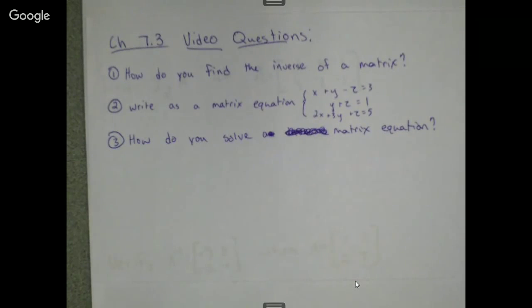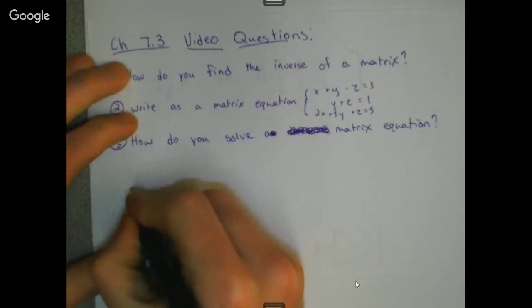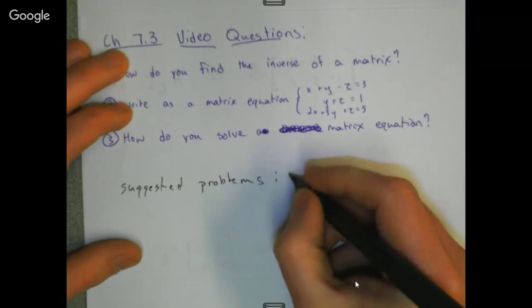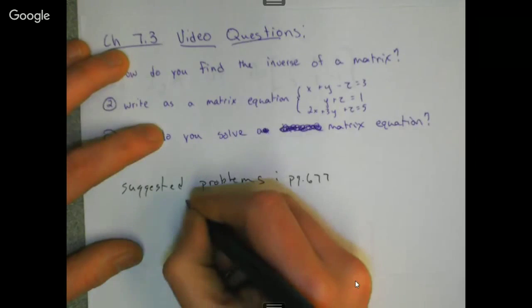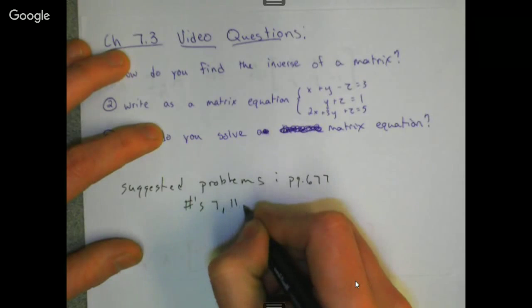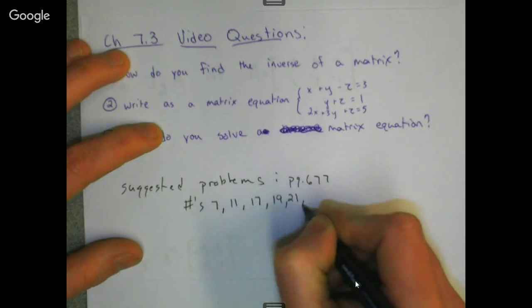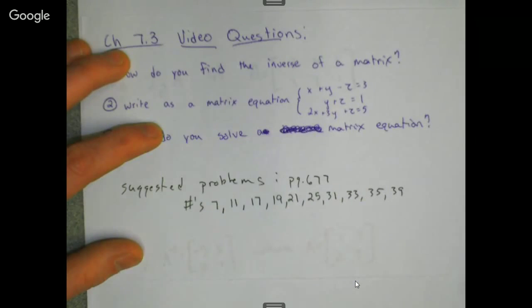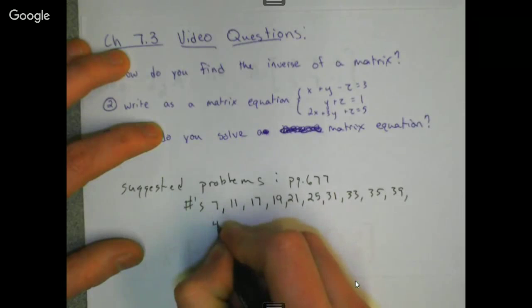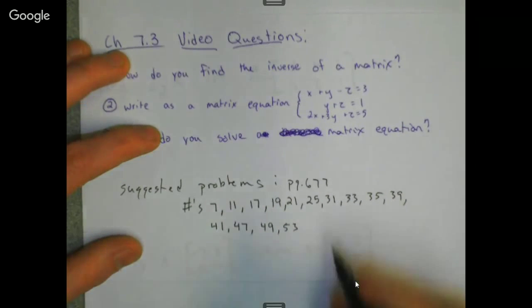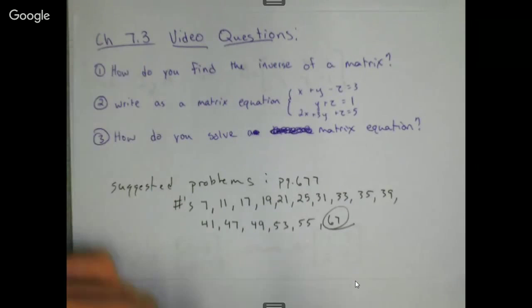We're going to be on page 677, numbers 7, 11, 17, 19, 21, 25, 31, 33, 35, 39, 41, 47, 49, 53, 55, and it looks like 67 is the challenge problem there.